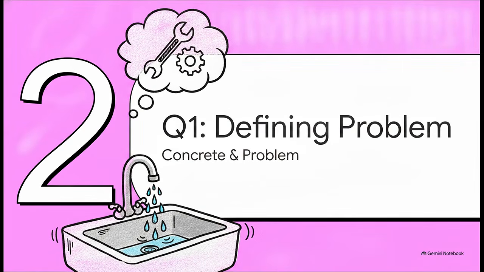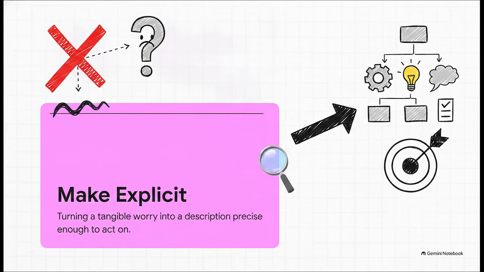Quadrant 1, defining the problem. Here, we are firmly in the concrete and problem space. Think of it like standing in your kitchen and hearing a dripping tap. It's a highly concrete signal that something is wrong. Now, Q1 is governed by a dominant rule: make explicit. It's there to warn us against a really dangerous trap.